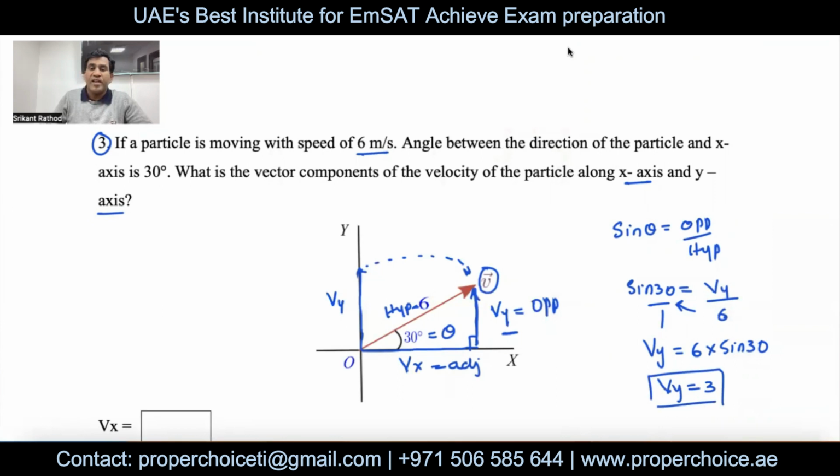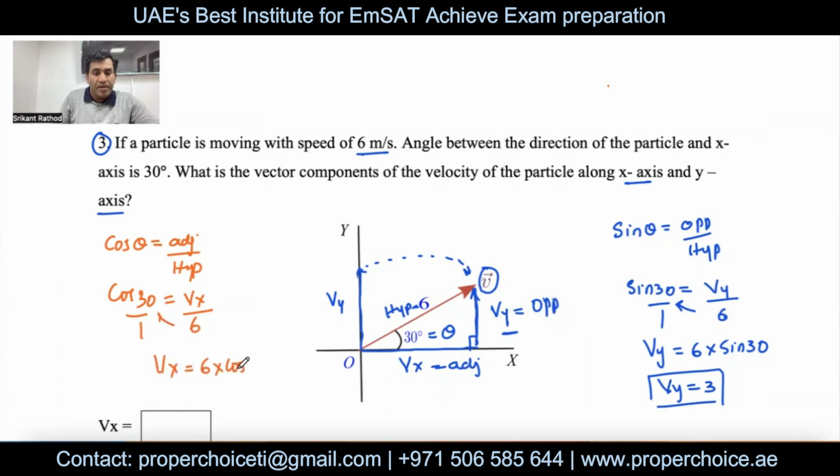Similarly, we can calculate the x component of the vector. The x component is basically the adjacent. Cosine of angle theta equals adjacent by hypotenuse. Here the value of theta is 30°, so cosine 30 equals vx, the adjacent, over the hypotenuse, which is again 6. Just cross multiply: vx equals 6 times cosine 30.